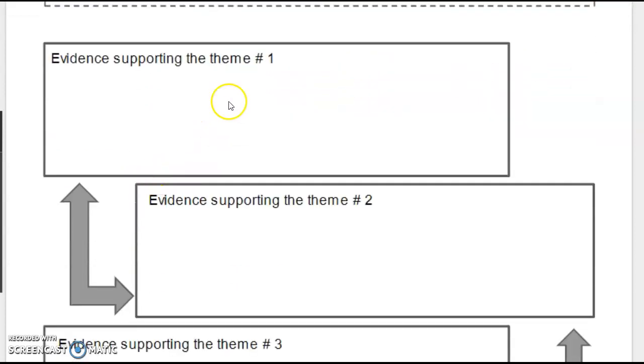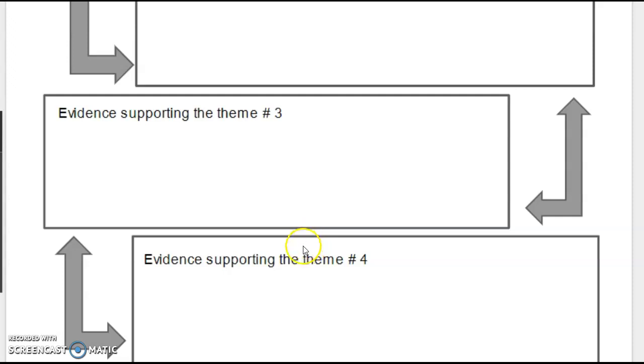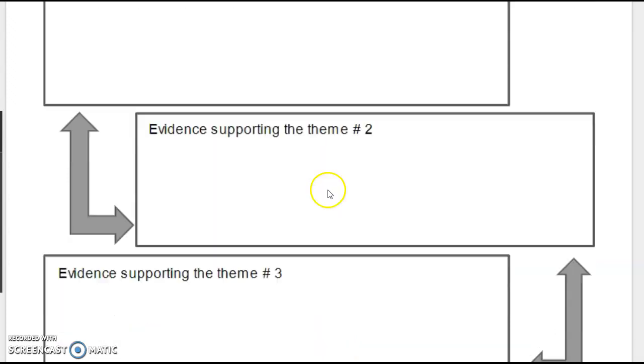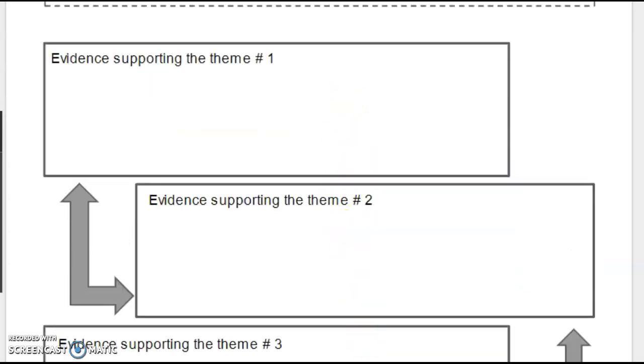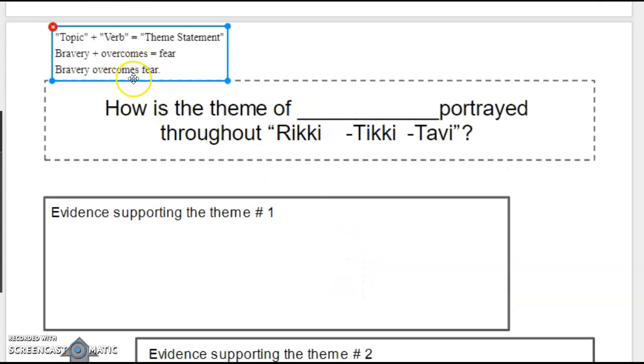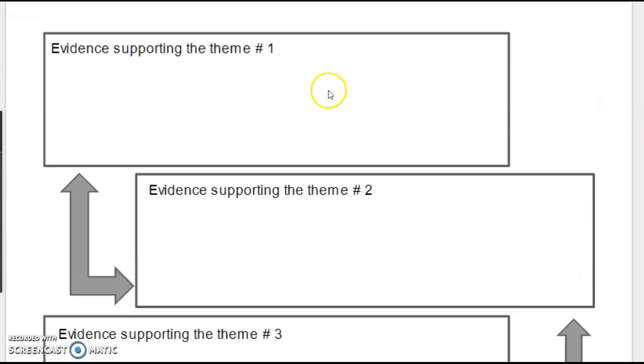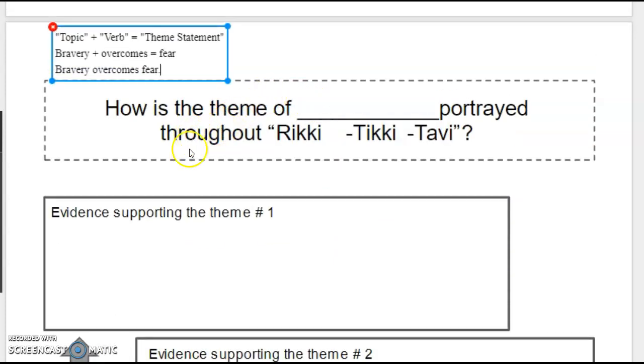Then I had you find 4 quotes. In my standards class, 3-4, you only had to find 2 and then paraphrase them. For my honors kids, I had you find 4 quotes in the story that prove that bravery overcomes fear, or that prove whatever your theme statement is. Then I had you go ahead and paraphrase it so you understand how to paraphrase it, or rewrite it in your own words. Explain the quote as if someone had never read Rikki Tikki Tavi, okay?